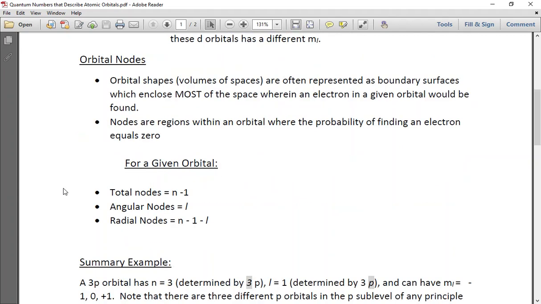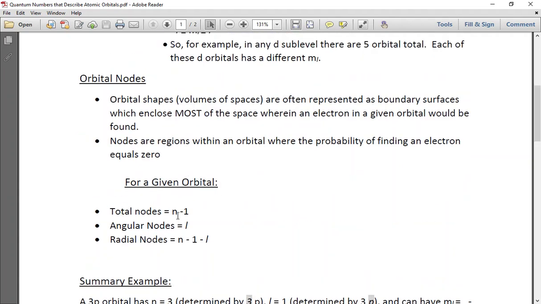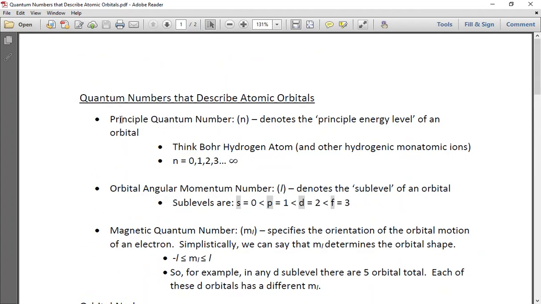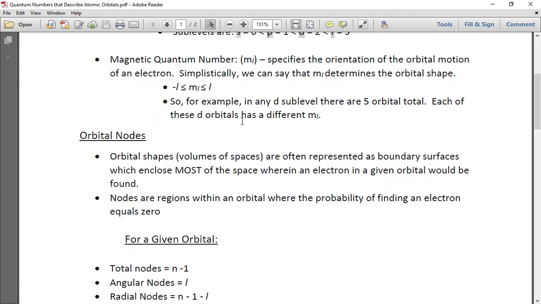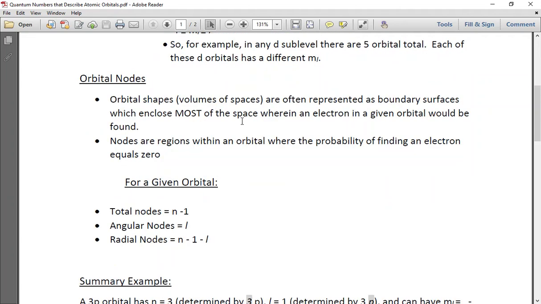Now check this out. For a given orbital, the total number of nodes is n minus 1. So if we are in a sublevel that's within the principal quantum level 4, n equals 4, then each of those orbitals is going to have 3 nodes within. So 4 minus 1 is 3. For example, a 4d orbital is going to have 3 nodes. A 4f orbital is going to have 3 nodes. A 4s orbital is going to have 3 nodes. Okay, that's just total nodes in the orbital: principal quantum number minus 1.